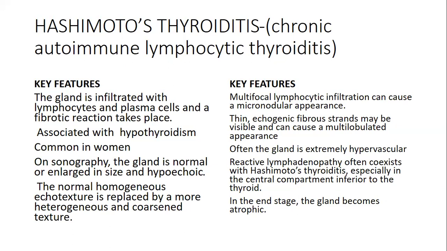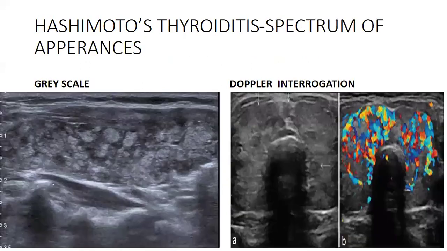Then there could also be reactive lymphadenopathy, often coexisting with Hashimoto's thyroiditis, especially in the central compartment inferior to the thyroid. In the end stage, the gland becomes atrophic. Fibrosis leads to atrophy. It reduces the size of the organ. So in its chronicity, it ends in reducing the size of the organ. So you end up with atrophy of the gland as the final stage.